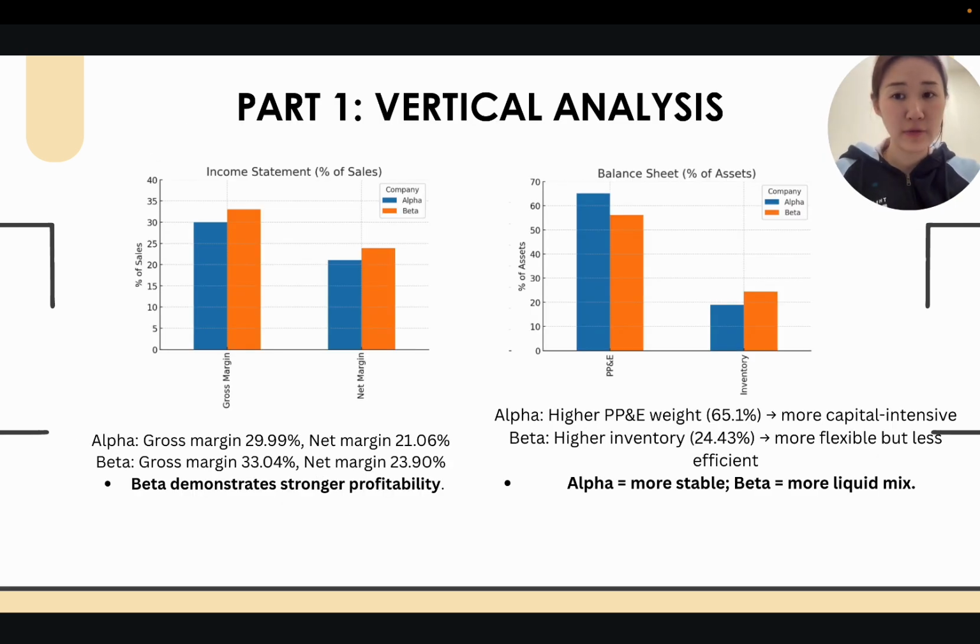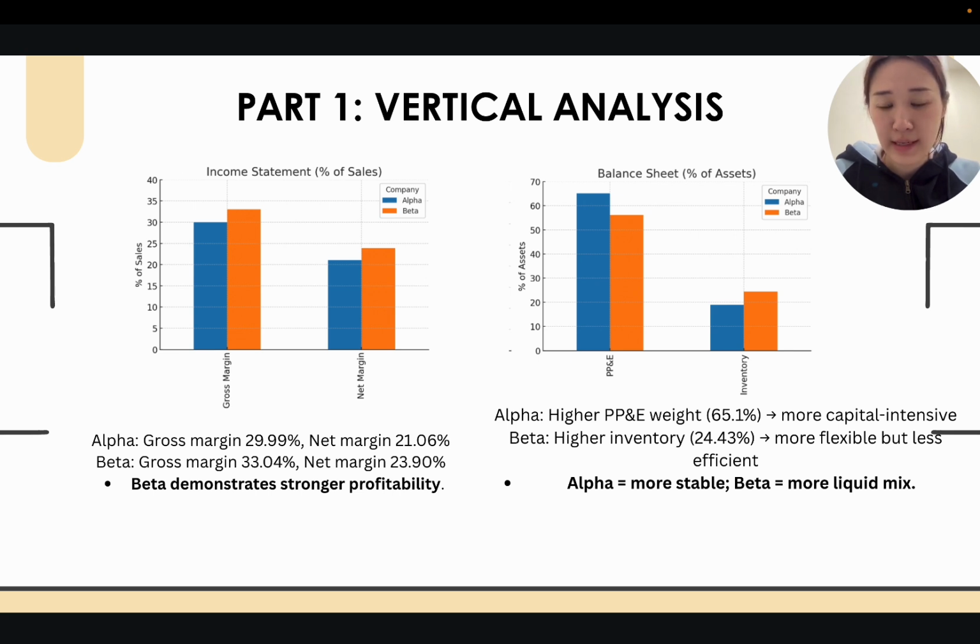So here we can see the results of vertical analysis. On the income statement side, Alpha has a gross margin of about 30% and net margin of 21%. In comparison, Beta shows stronger profitability with a gross margin of about 33% and the net margin is close to 24%.